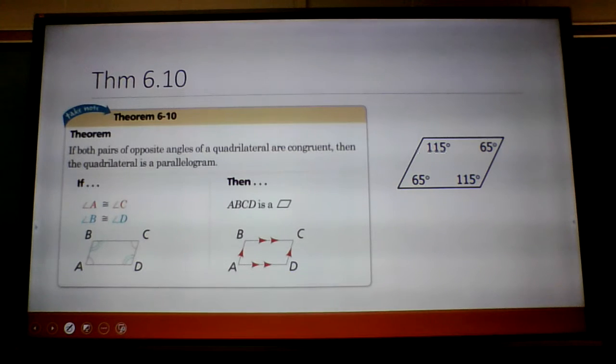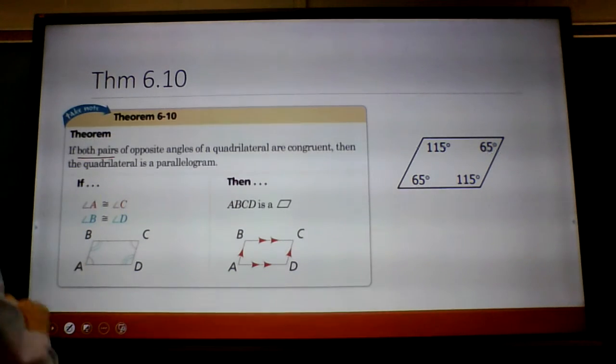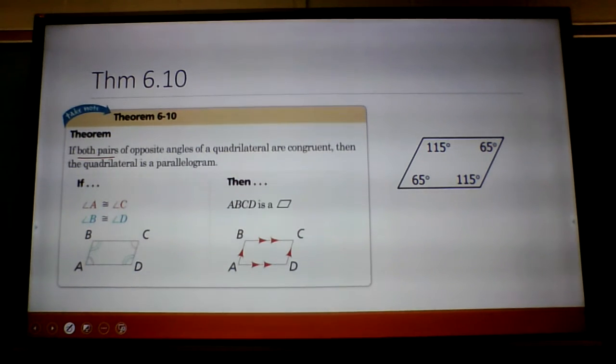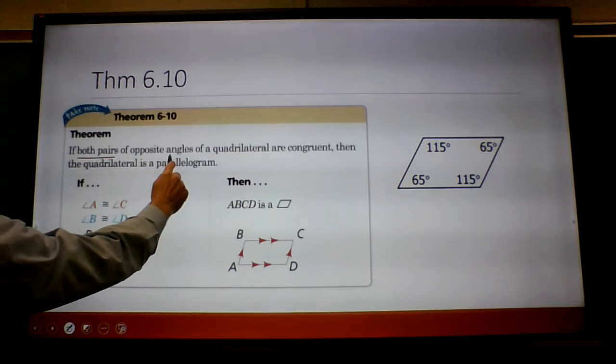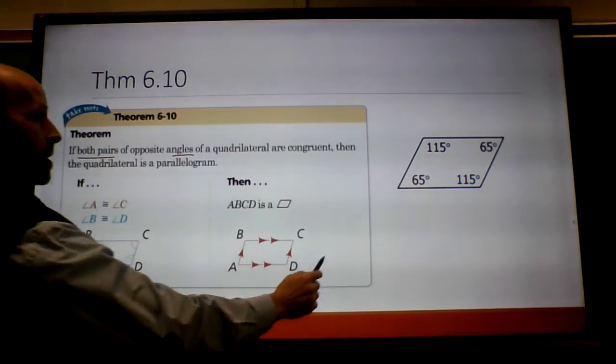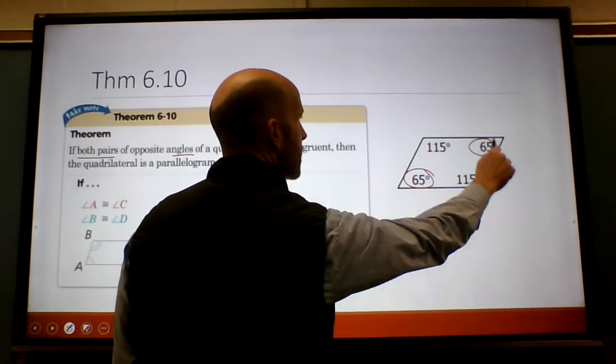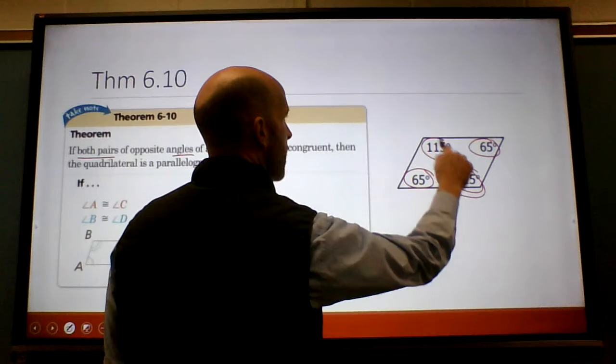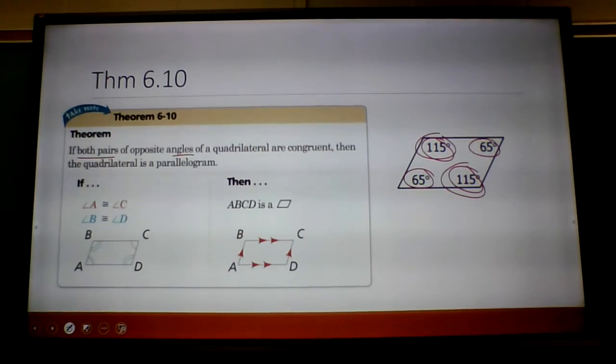Theorem 6.10. This is another way to prove that a quadrilateral is a parallelogram. This one says if both pairs of opposite angles of a quadrilateral are congruent, then the quadrilateral is a parallelogram. In other words, if this angle is equal to this angle and this angle is equal to that angle, it has to be a parallelogram.